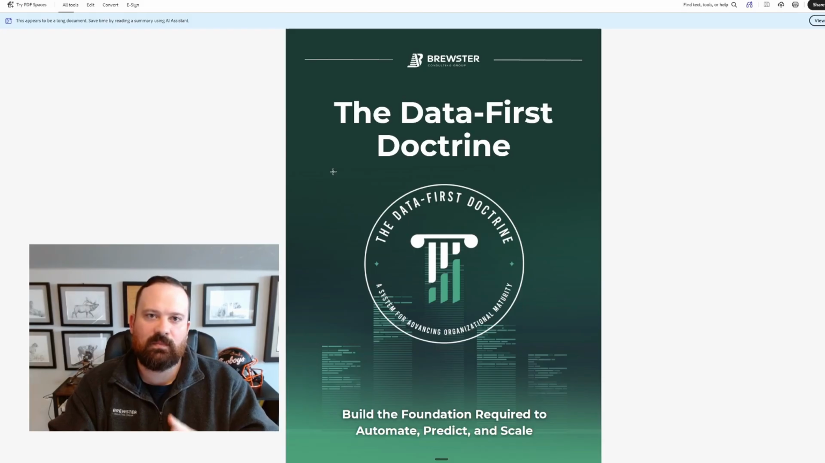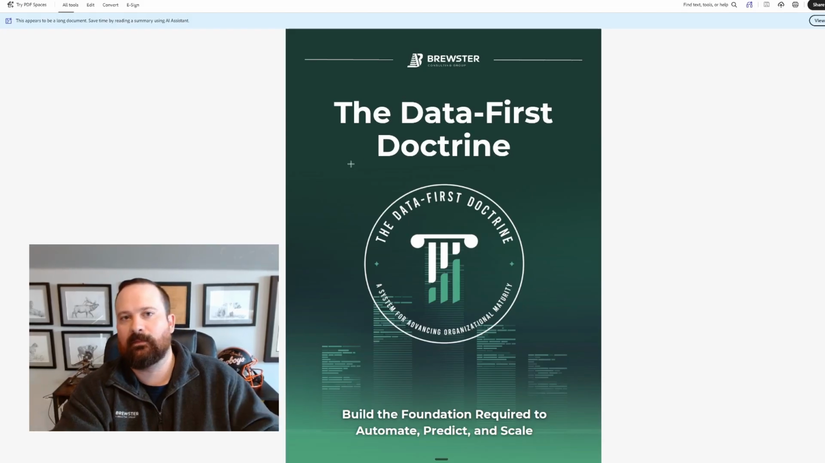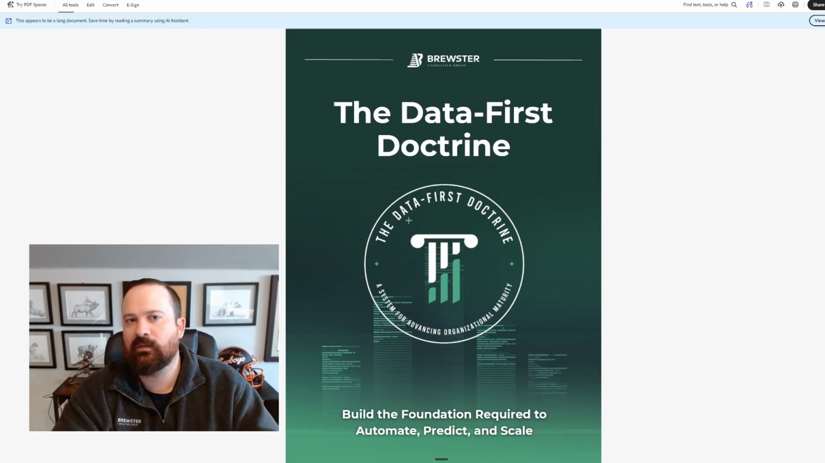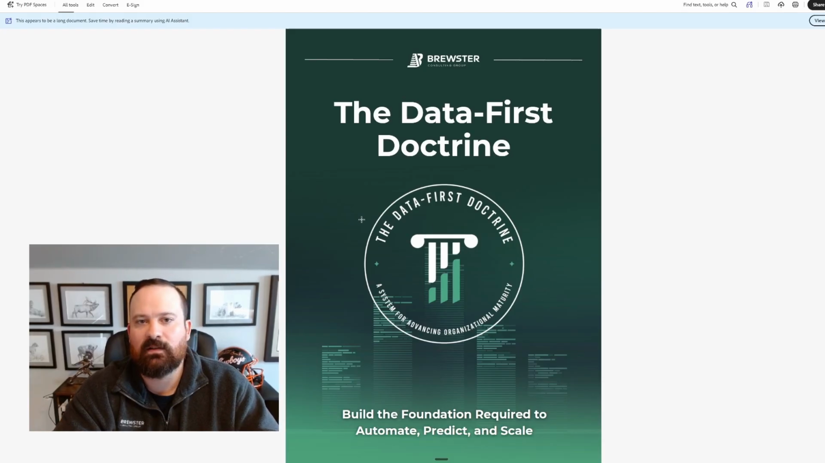Being data driven means that you use the data you have to make different, better decisions because of the data, right? Most organizations fall short in actually becoming data driven. So that is why we designed the Data First Doctrine as an operating system that can help organizations truly become data driven and make better decisions with data.